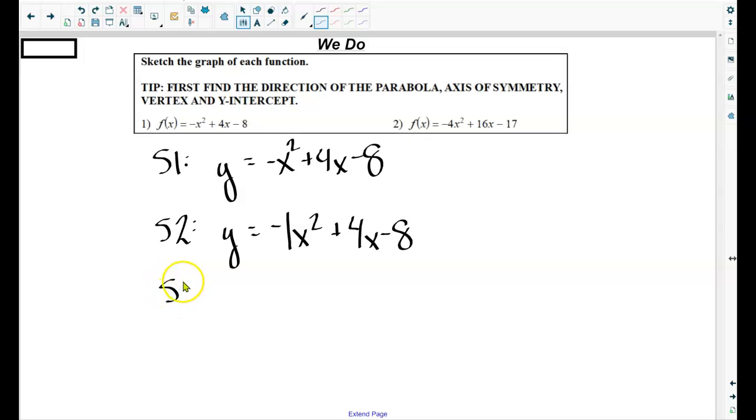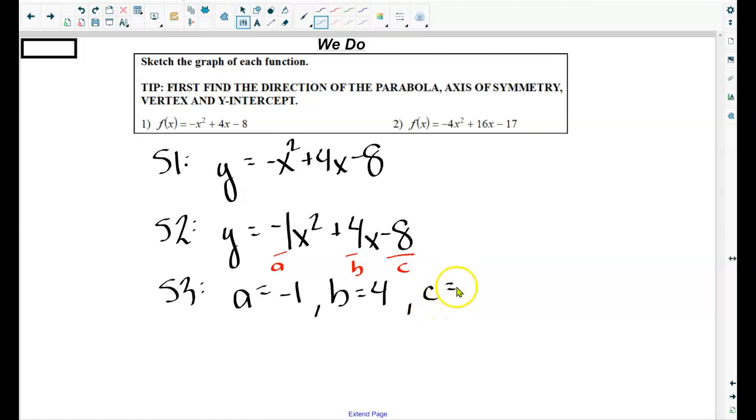Let's go to step 3, identify a, b, and c. Very important step. A equals this coefficient right here, in front of the x squared. This is b, and all of this is c. Really, this is where somebody might make a silly mistake. So a is -1, b equals 4, and c is 8? Now how do you identify? It must come after a plus.